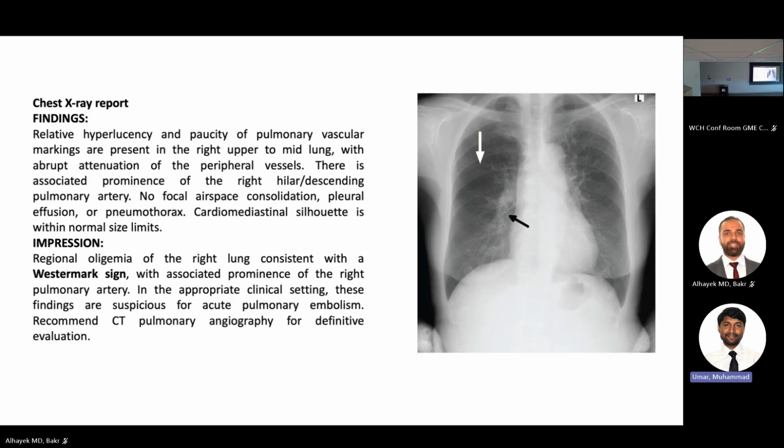And then sometimes the same patient comes in with the same presentation. You do a chest X-ray, and the reading is: regional oligemia of the right lung consistent with Westermark. So what does this sign mean? It means that the pulmonary artery is blocked, correct? So there's no blood going further than the blockage site. You see these white things here? These are the arteries, right? So if you have oligemia, it means just lucency, the black area here. That's the Westermark sign.